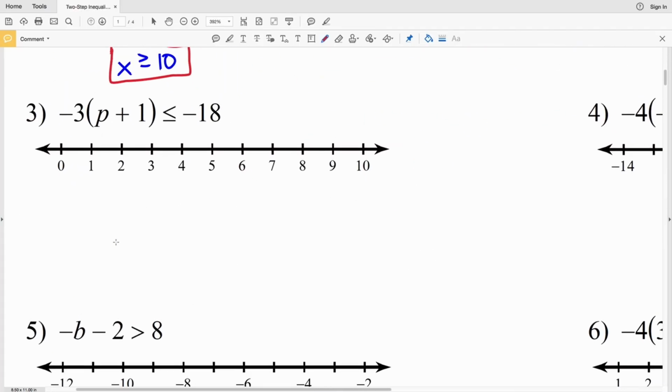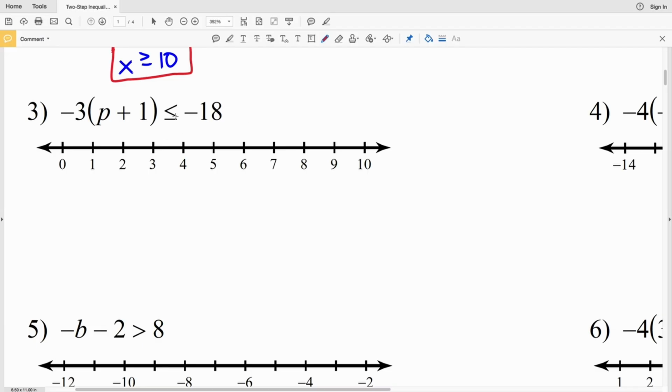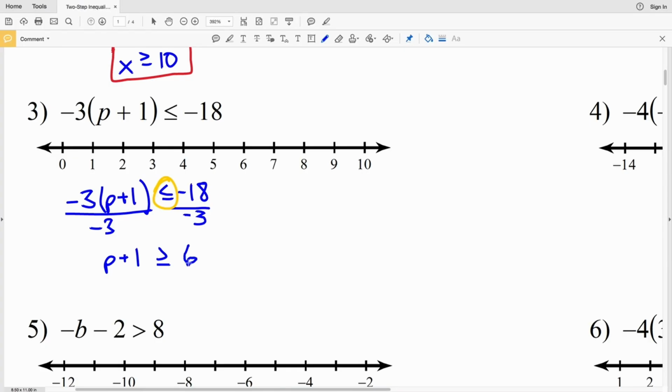For number 3, negative 3 times p plus 1 is less than or equal to negative 18. I know that 18 is divisible by 3, so I'm going to start by dividing by that negative 3 as opposed to distributing. Remember, when you divide by a negative, you have to flip the inequality sign. So divided by a negative 3, we get p plus 1 on the left-hand side, and as opposed to less than or equal to, we're going to have greater than or equal to. Negative 18 divided by negative 3 is a positive 6.